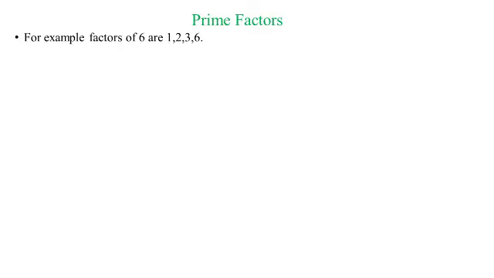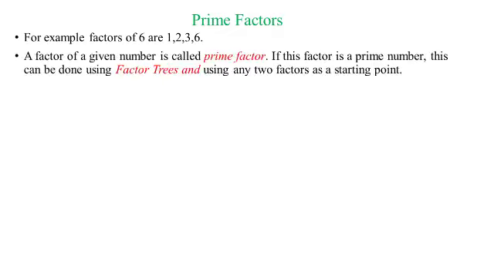In this factor, we can see that 2 and 3 are prime numbers and 2 times 3 is 6. Since 2 and 3 are prime numbers, we call them as prime factors of 6. So what is a prime factor? A factor of a given number is called prime factor if this factor is a prime number.